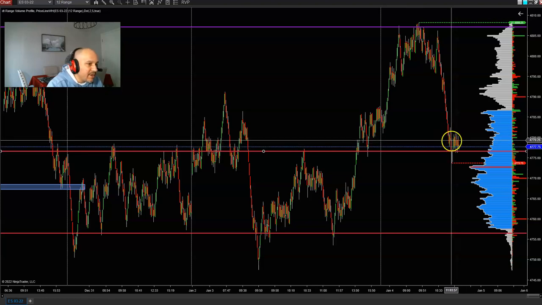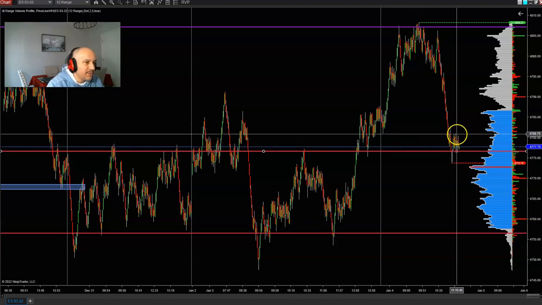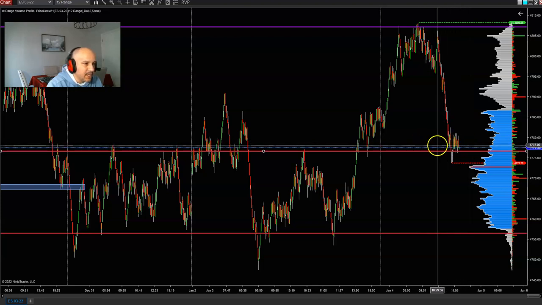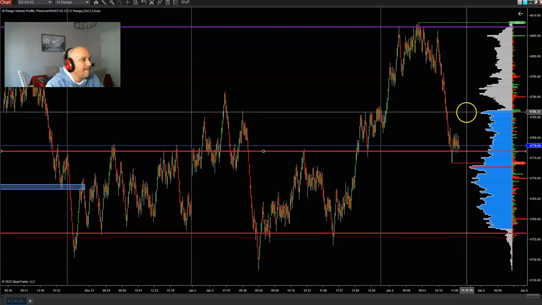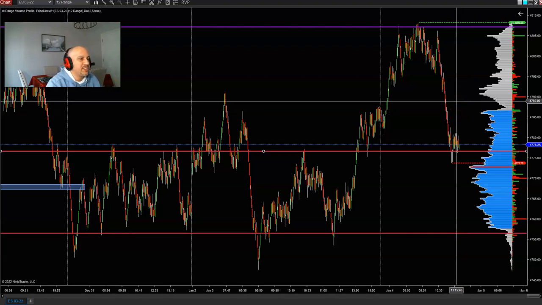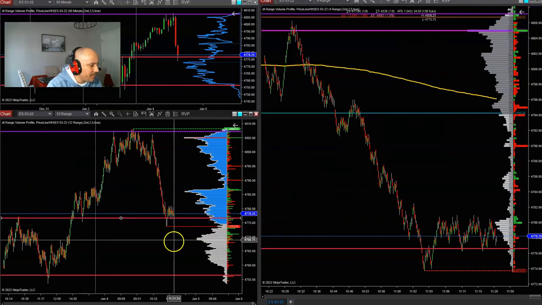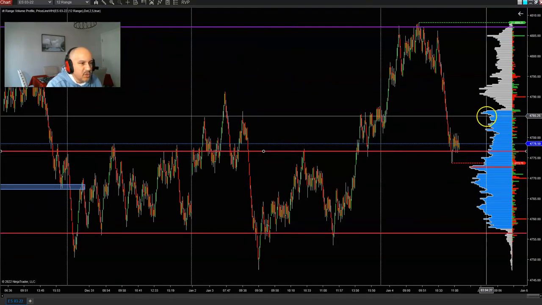So once it takes this area out, a little swing there, pushes up, takes it out. On a pullback, as long as it stays above this area right here, I'm going to go long. So that's how you find good trade setups.